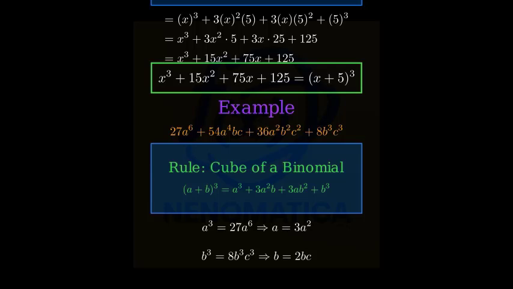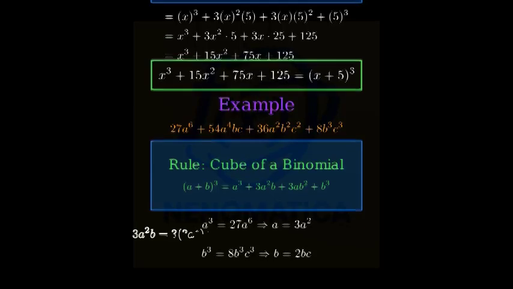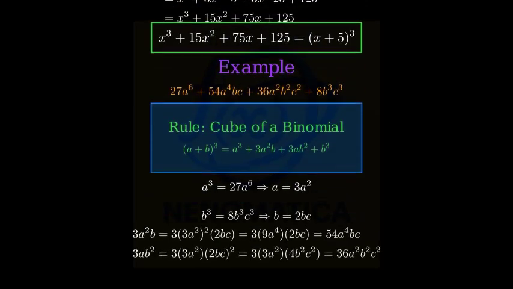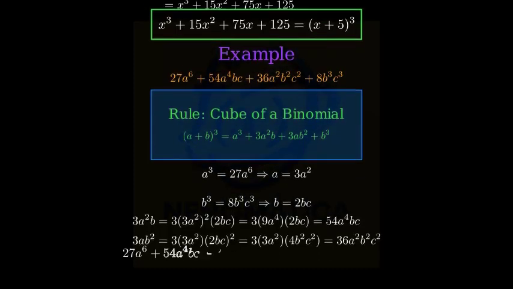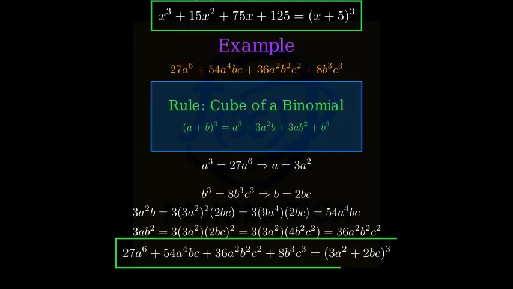Now let's verify if the middle terms match with our identified a and b values. Using a equals 3a squared and b equals 2bc, let's check if the middle terms match the expected values from our formula. The middle terms match perfectly, so our expression can be factored as (3a squared plus 2bc) all cubed. In summary, we've learned how to factor cubic expressions using the cube of a binomial pattern.